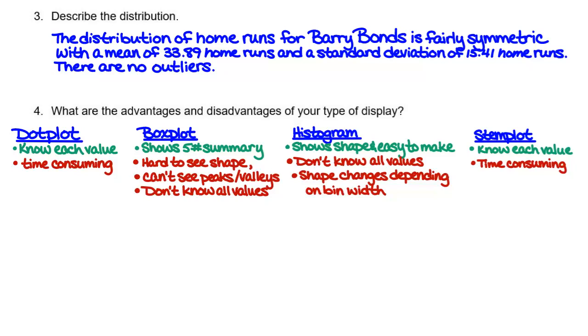All right. So I wrote this in 2 sentences. Distribution of home runs for Barry Bonds. There's my context. Fairly symmetric with a mean of 33.89 home runs and a standard deviation of 15.41 home runs. There are no outliers. So you can do it in 2 quick short sentences if you want to. Yes?